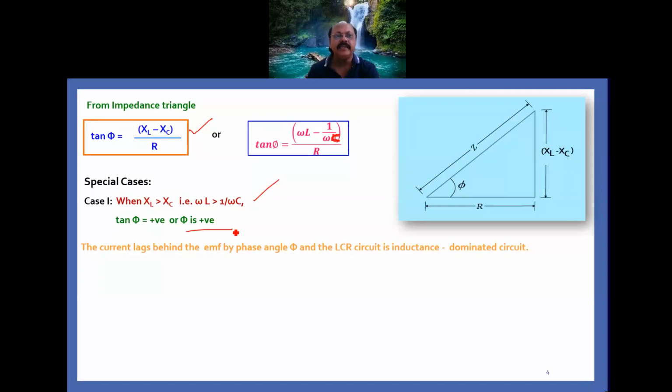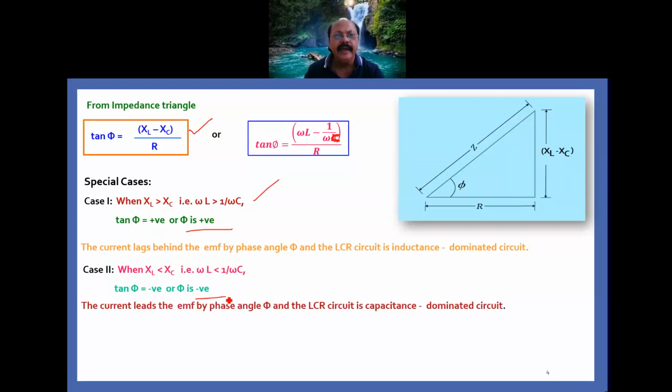Similarly, the second case is when XL is less than XC, that is omega L less than 1 upon omega C. Then tan phi is negative, so phi is negative. Its meaning is that alternating current leads the alternating EMF by the phase angle phi, and the LCR circuit is a capacitance dominated circuit. Or you can say that alternating EMF lags behind the alternating current by the phase angle phi. So both statements are correct. At that time, the LCR circuit is a capacitance dominated circuit.